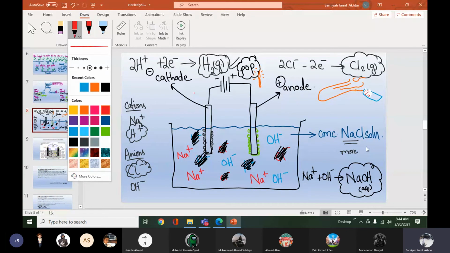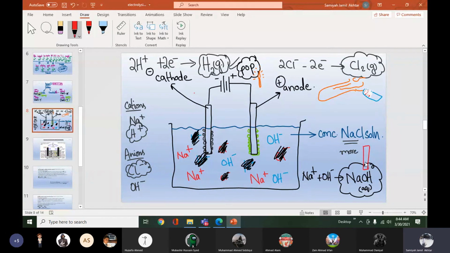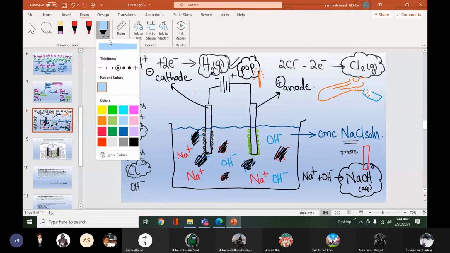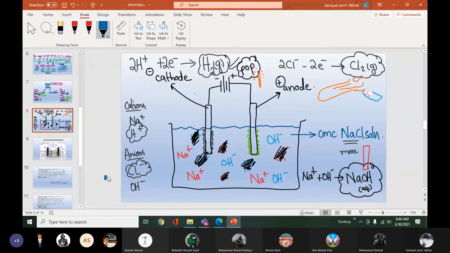If we dip red litmus paper in sodium hydroxide, what will happen? Sodium hydroxide is an alkali, beta. So if we dip red litmus paper in alkali, what will happen? Red litmus paper turns blue.